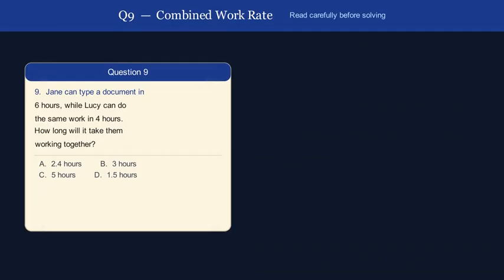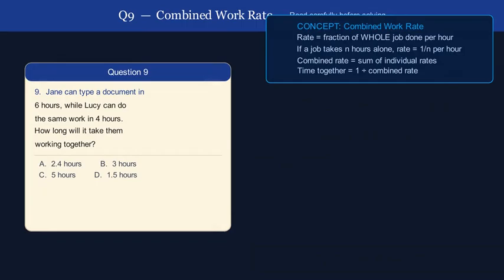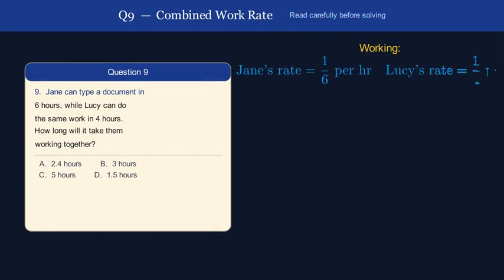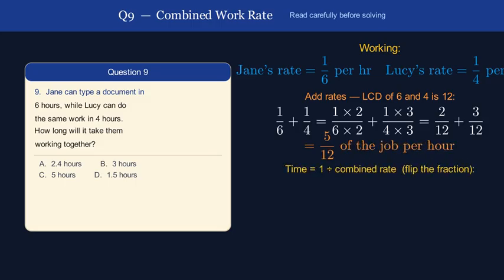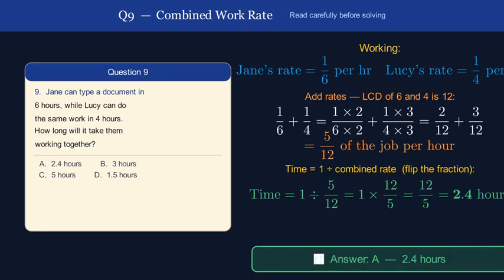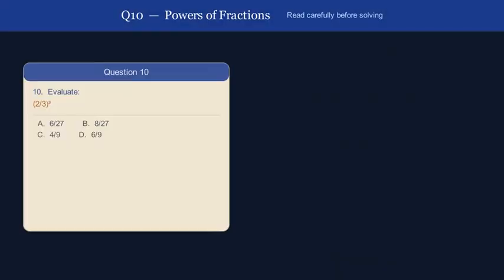Question number 9. Jane can type a document in 6 hours, while Lucy can do that in 4 hours. How long will it take them working together? So Jane can do 1/6 of the work in 1 hour, and Lucy can do 1/4 in 1 hour. So combined, we add 1/6 plus 1/4 to get 5/12. Then we reciprocate and multiply by 60 to get how much time they use together.